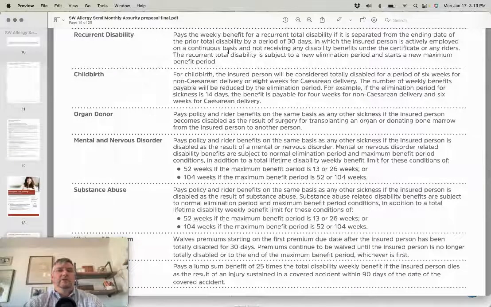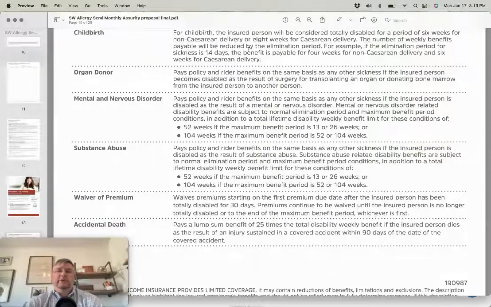Okay. Recurrent disability pays a weekly benefit for a recurrent total disability if it's separated from the ending date of the prior total disability by a period of 30 days in which the insured person is actively employed on a continuous basis and not receiving any disability benefits under the certificate or any riders. Okay, so this new recurrent disability is subject to a new elimination period and starts a new maximum benefit period. So basically, if you have one disability and then a 30-day period in which you are not under a physician's care and not receiving any type of disability benefits, and then you have a new disability, it's going to start anew. It is a new event, and you'll be subject to a new elimination period and a new benefit period.